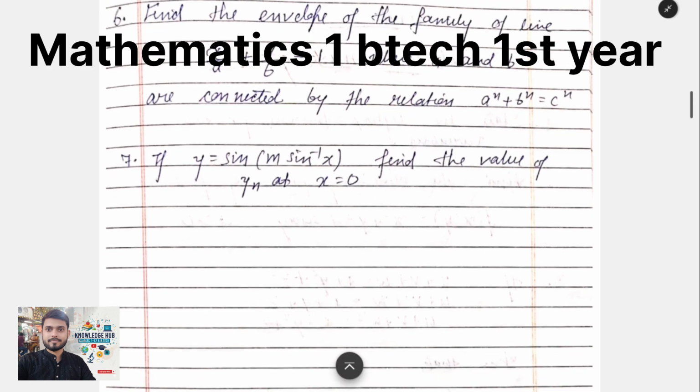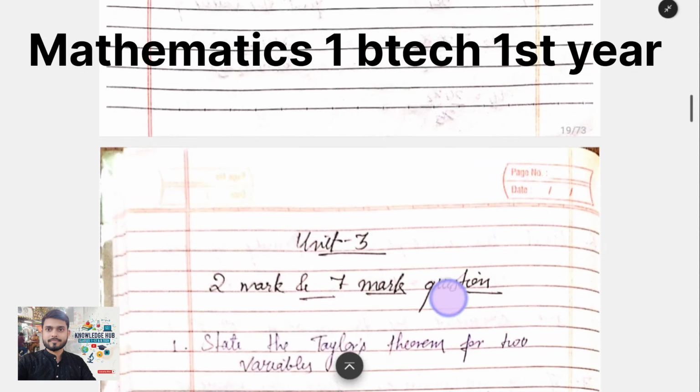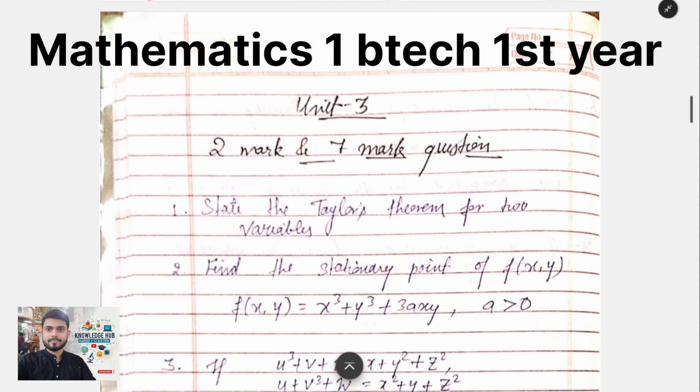Now the last question is if y is equal to sin inverse x, find the value of yn at x equal to 0. This is all about Unit 2. Now we will proceed to Unit 3, 2 marks and 7 marks questions.